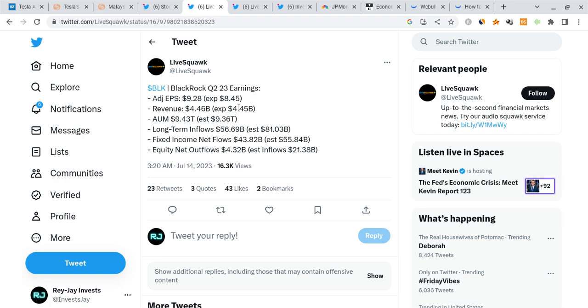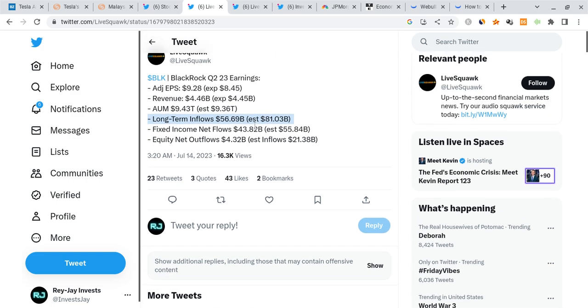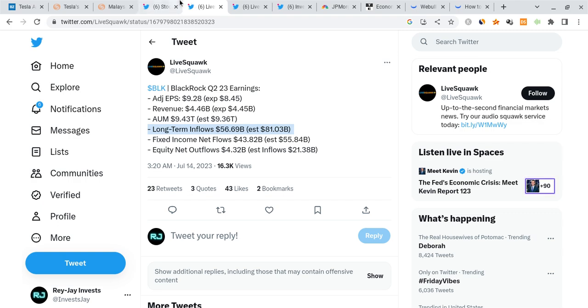They beat barely on revenue. And besides that, their long-term inflows, etc. are still looking pretty decent. They're a little bit low right here on the long-term inflows, but besides that, it did beat for the most part, still looking quite nice, and we can see it's actually up quite nicely because of that too.